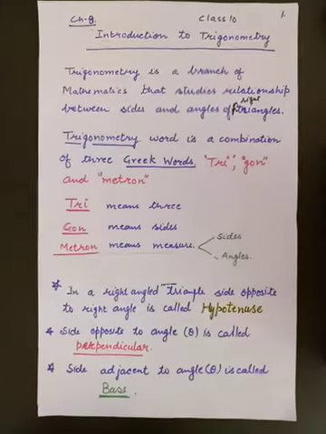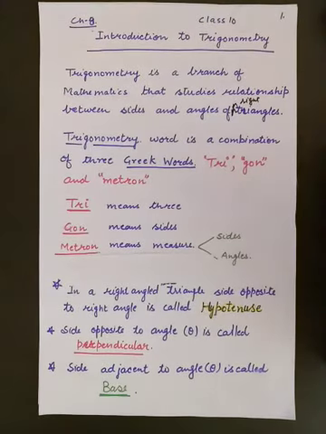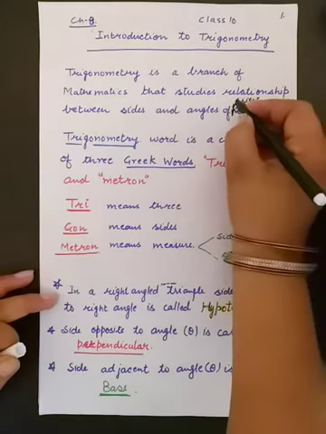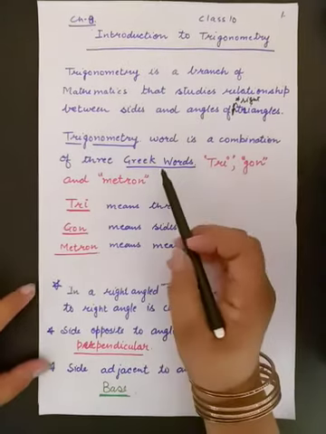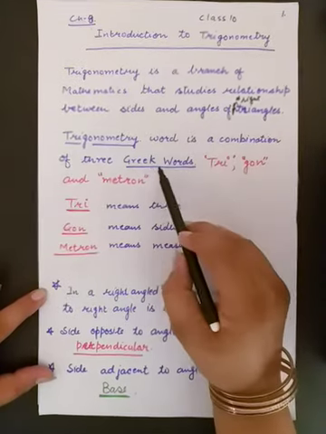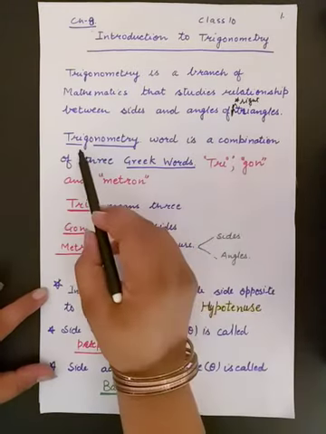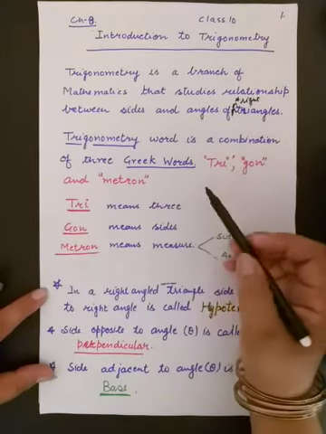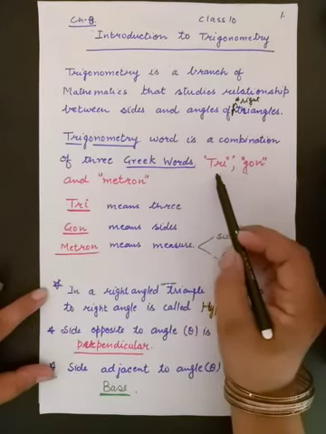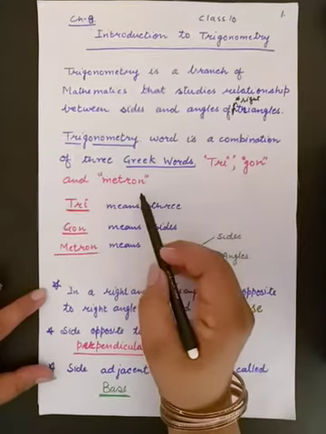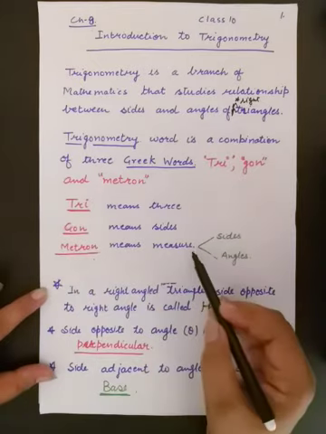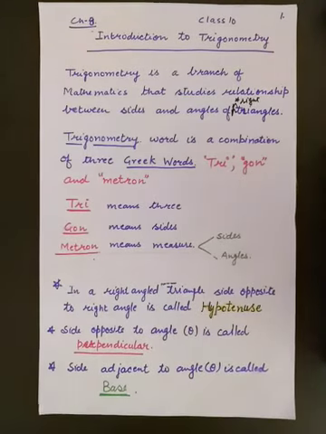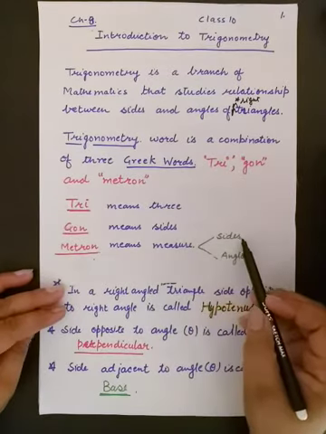So trigonometry can be studied only on right angle triangles. The first important word is that we must have a right angle triangle to apply trigonometry. The word trigonometry is a combination of three Greek words: tri, gon and metron, where tri means three, gon means sides, and metron means measures. It means measures of sides and angles.